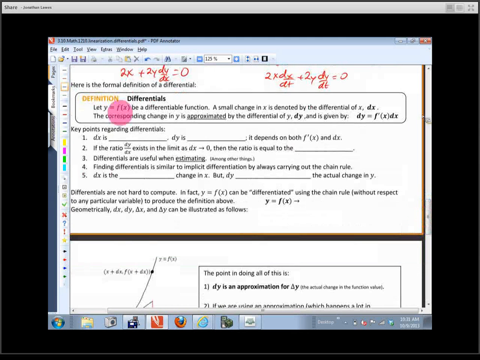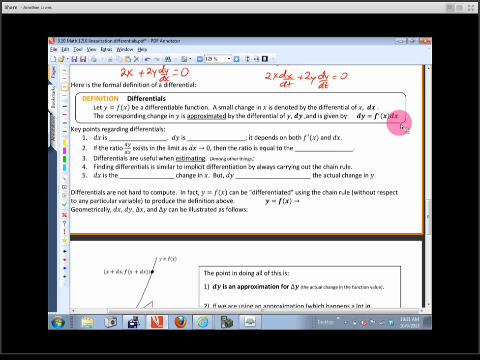If y equals f of x, that's a differentiable function. Then a small change in x, a little variation in the x direction, is denoted by dx, meaning the difference in x. A corresponding change in y, the actual change in y, can be approximated by the differential of y, which is dy. And it's given by this equation right here: dy equals f prime of x times dx.